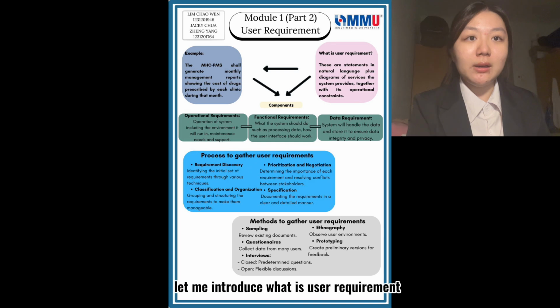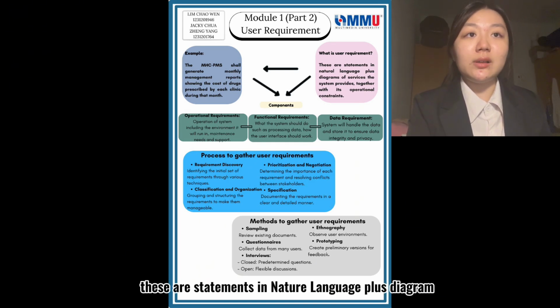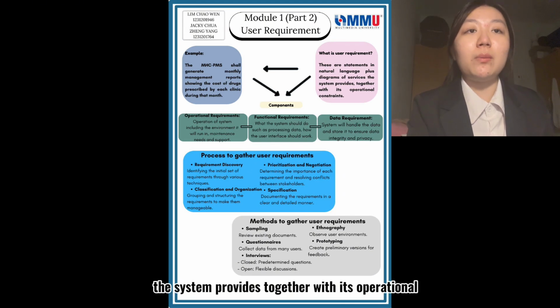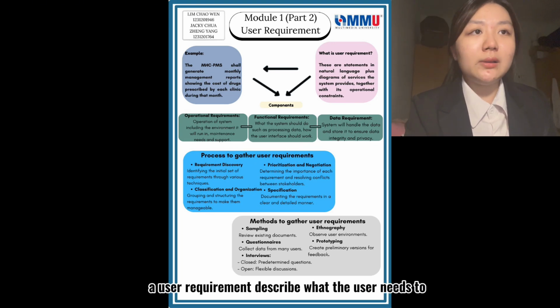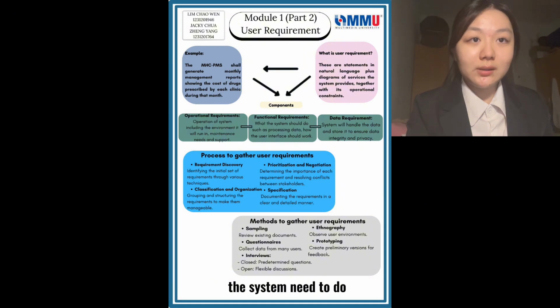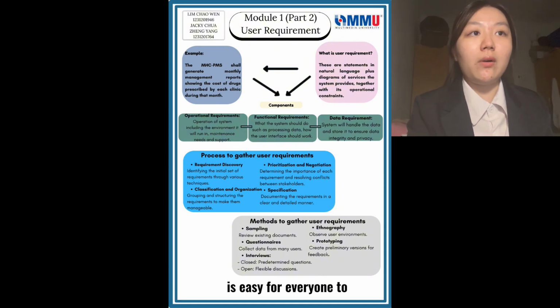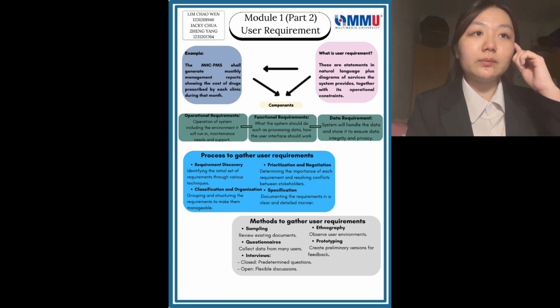So first, let me introduce what is user requirement. It is a statement in natural language plus diagrams of the services the system provides, together with its operational constraints. A user requirement describes what the user needs the system to do, written in simple language that is easy for everyone to understand. It focuses on the goals or tasks the system must help the user achieve without technical details.